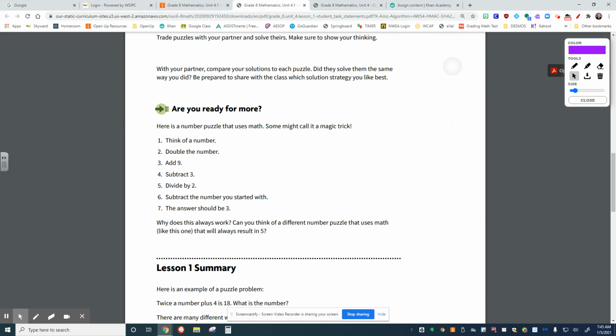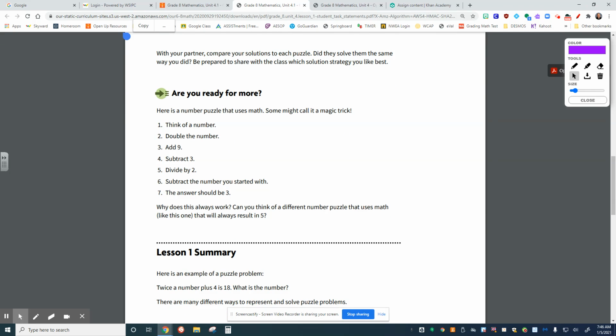So are you ready for more? Let's think about this one. Here's a number puzzle that uses math. Some might call it a magic trick. And let's think about your number. Think of a number and double that number.